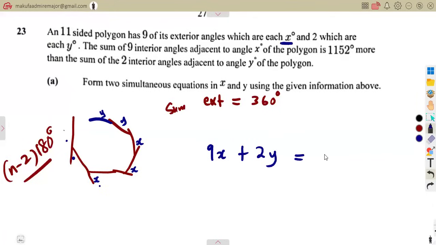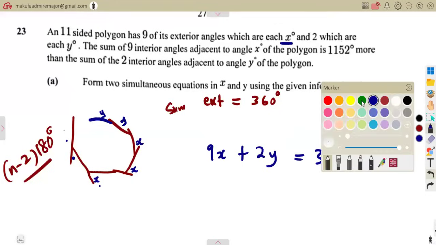These 9 exterior angles and these two exterior angles combined together make 11. They must add up to 360, the sum of the exterior angles. They are supposed to add up to 360. All right, then let's move on to another statement.